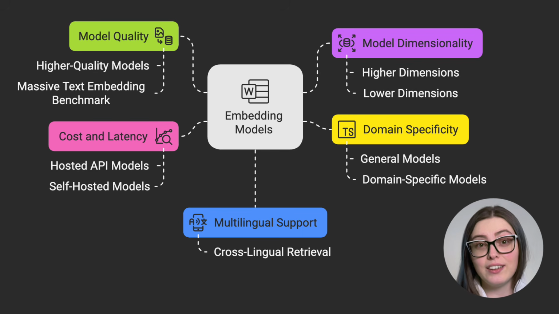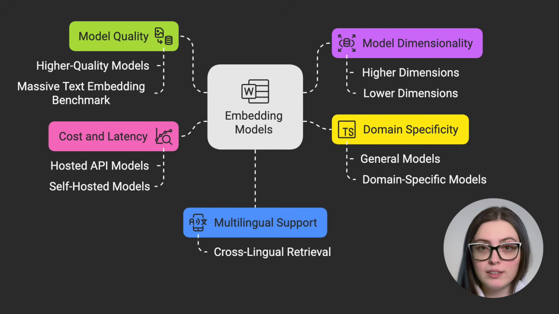Multilingual support is another consideration. If your content spans multiple languages, make sure your embedding model supports them, because some models are specifically designed for cross-lingual retrieval. Cost and latency is always a critical decision-making factor.